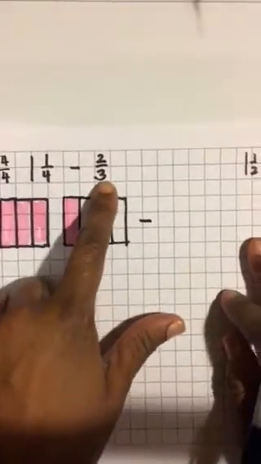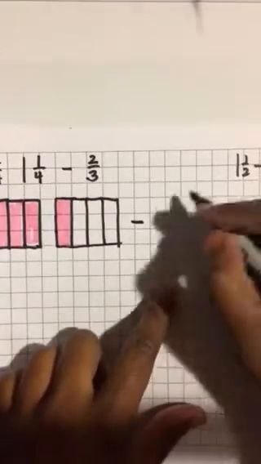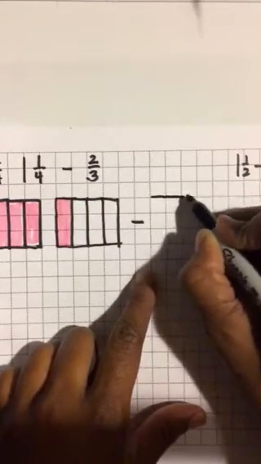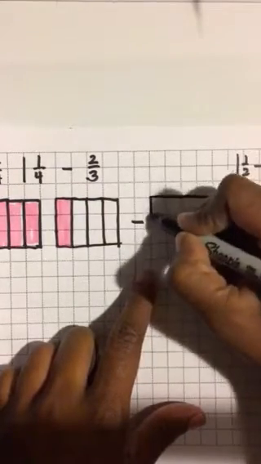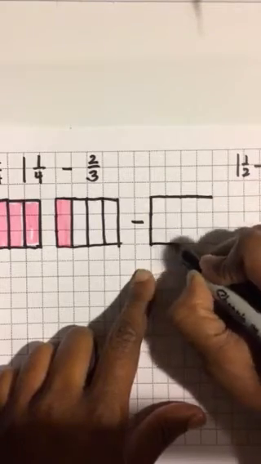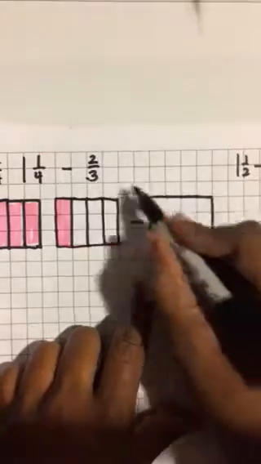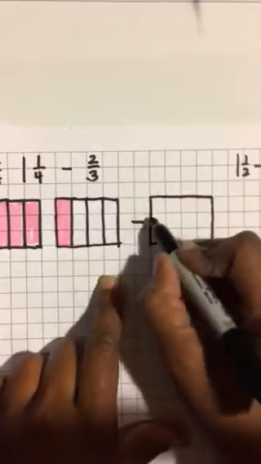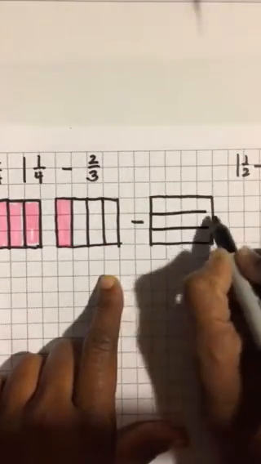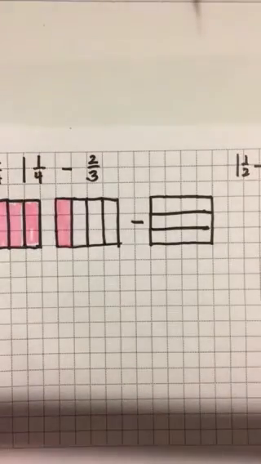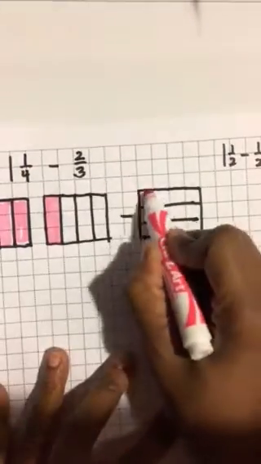Now I need to model 2/3. Going to make a 4 by 3 grid still. 1, 2, 3, 4. 1, 2, 3. And then I'm partitioning the shape into 3 equal pieces according to the denominator. 1/3, 2/3, 3/3. And then I shade in 2/3.